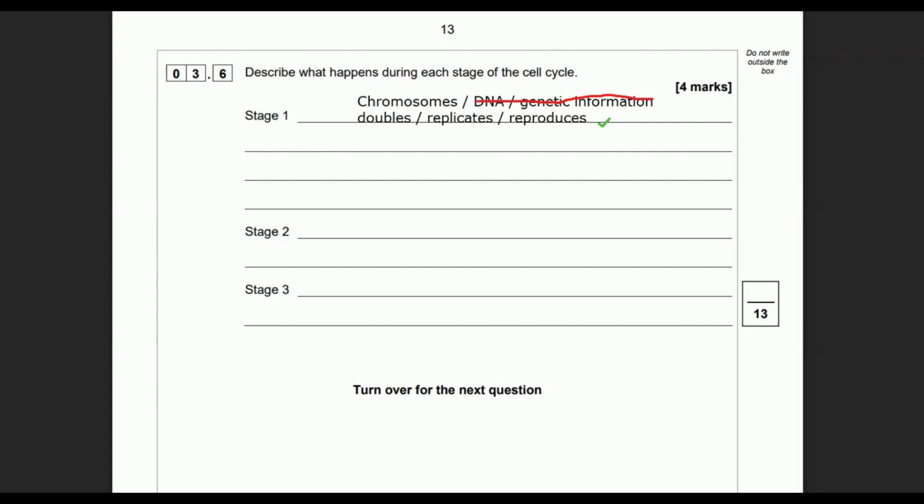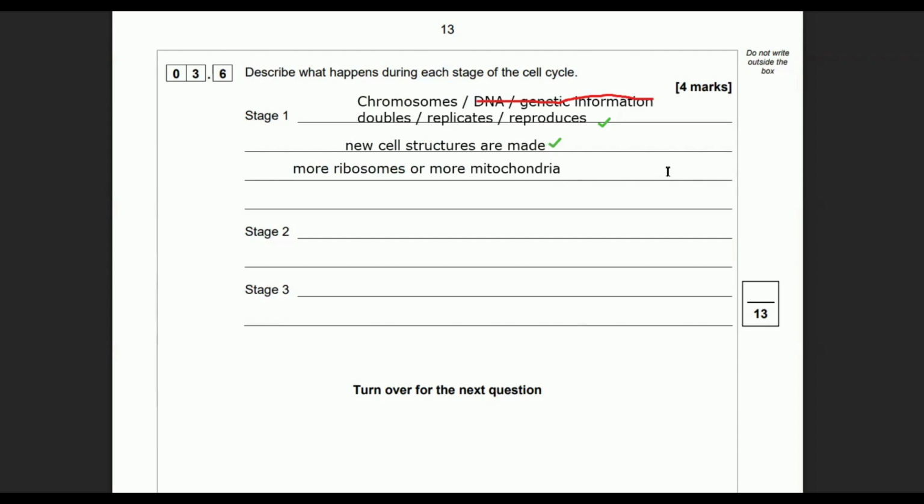That's one mark. Now, second mark, new cell structures are made. So we could just say new cell structures are made. And what do we mean by that? You could give an example, more ribosomes or more mitochondria. You could say more cytoplasm, whatever. Obviously, if you're going to divide, you need to make more bits before you divide.